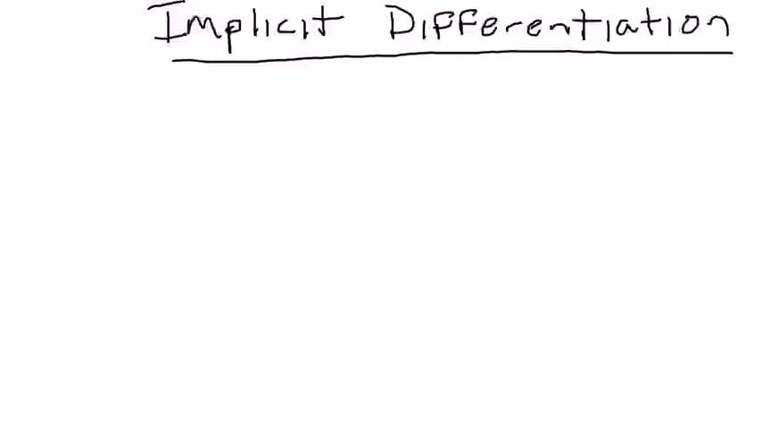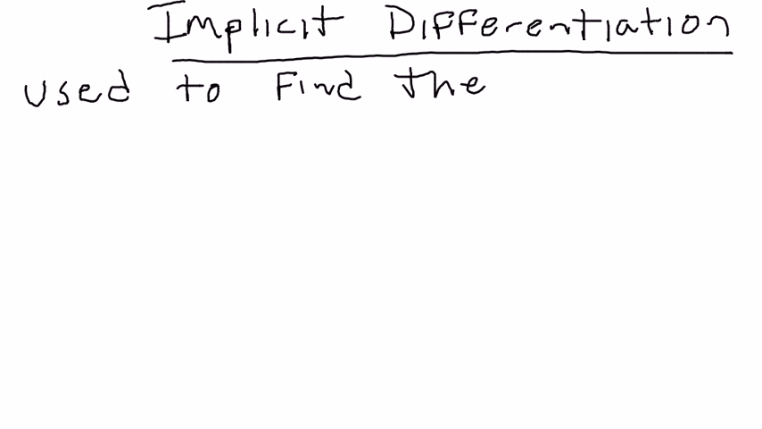Our next topic is called implicit differentiation. Implicit differentiation is used to find the derivative when y is not explicitly defined in terms of x. It's just a different technique.